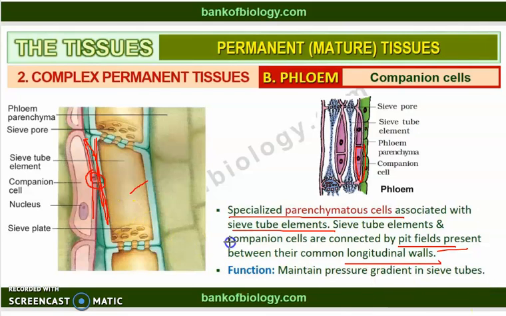And what is the function of this companion cell? They maintain the pressure gradient in the sieve tubes. As this is a living cell, there are many chemical activities going on inside the cell, and there is a need for the maintenance of pressure gradient in the sieve tubes. So the companion cells will help in maintaining the pressure gradient in the sieve tubes. Okay, clear, children? Now let us move on to the next part.